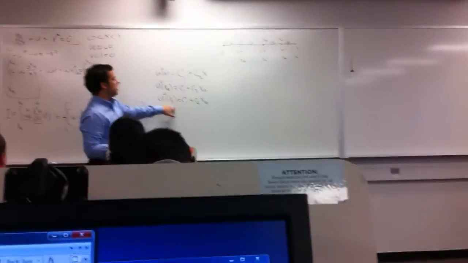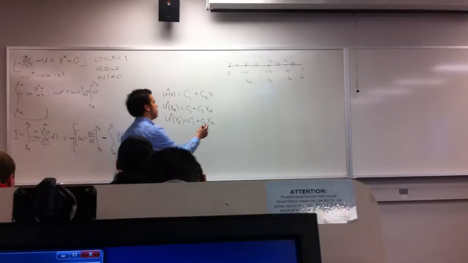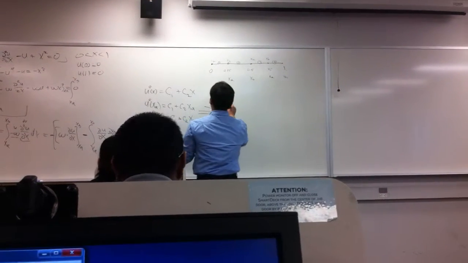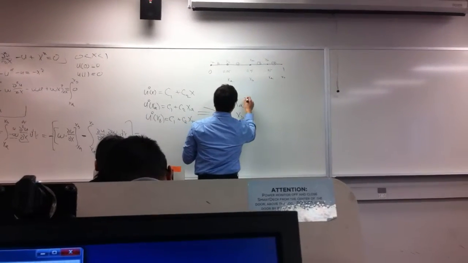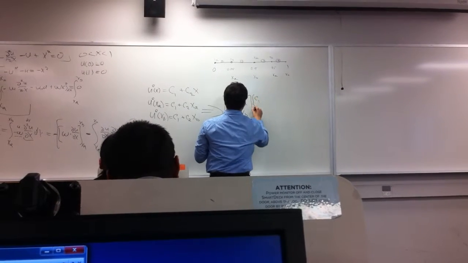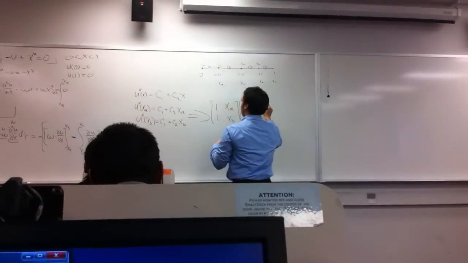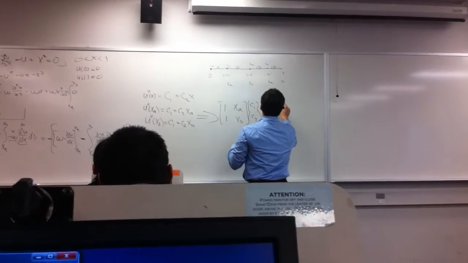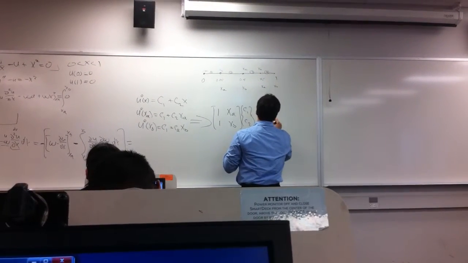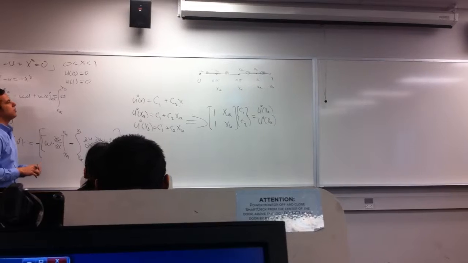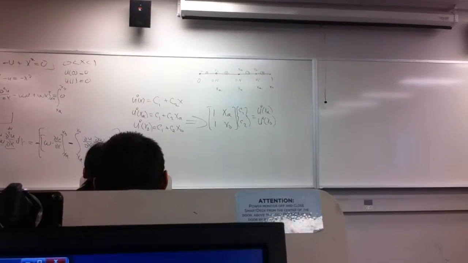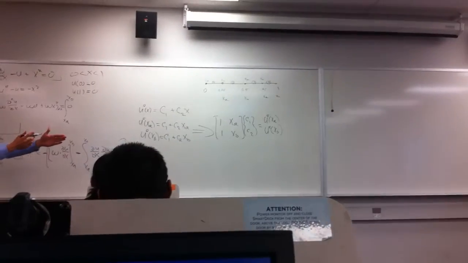Very simple. Now, we want to put this thing in a matrix form so that we can solve for C1 and C2. So, 1 XA, 1 XB, times C1, C2, equals U of XA, U of XB. We know XA and U of XA and U of XB, yes, we'll know this. Those are boundary conditions. Right? So far so good, everybody? I got from here to there. I just put this in the matrix form.